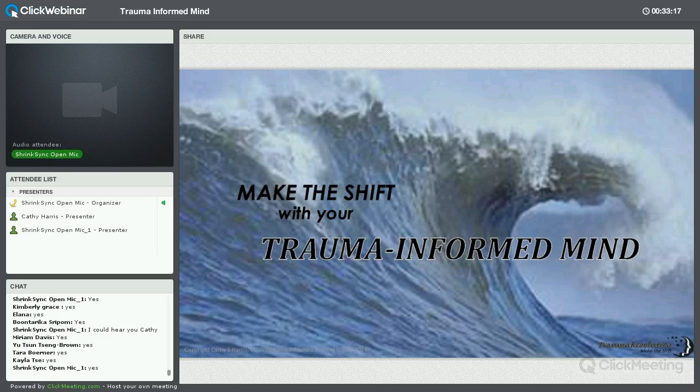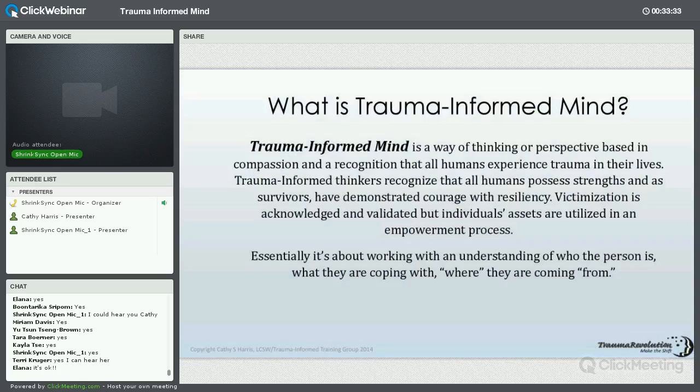So this is Make the Shift with Your Trauma-Informed Mind. Thank you all for your patience. We're going to talk about trauma-informed perspective and trauma-informed thinking. Hopefully some of you have heard about that phrase. It's a big movement that's going on in our various fields and in other fields around the world at this point. What is it? This is my definition of trauma-informed mind or trauma-informed perspective.